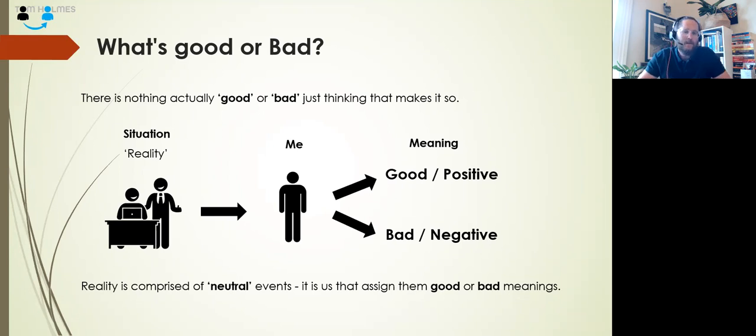So what we can see from this is that the reality doesn't change. The reality is not good or bad. It is us in the middle that interprets via our mindset, via our filter, whether that situation is good or bad. So reality is comprised of these neutral events. It is only us that assign them these good or bad meanings. So this is like an introduction about mindset, about how we're in the middle and we interpret the reality, what's happening via this mindset, and then that determines what we think about it, the meaning we make of it, and the decisions and choices that we make. So it's an introduction to the filter. We filter that information, we assign it these labels, good or bad.